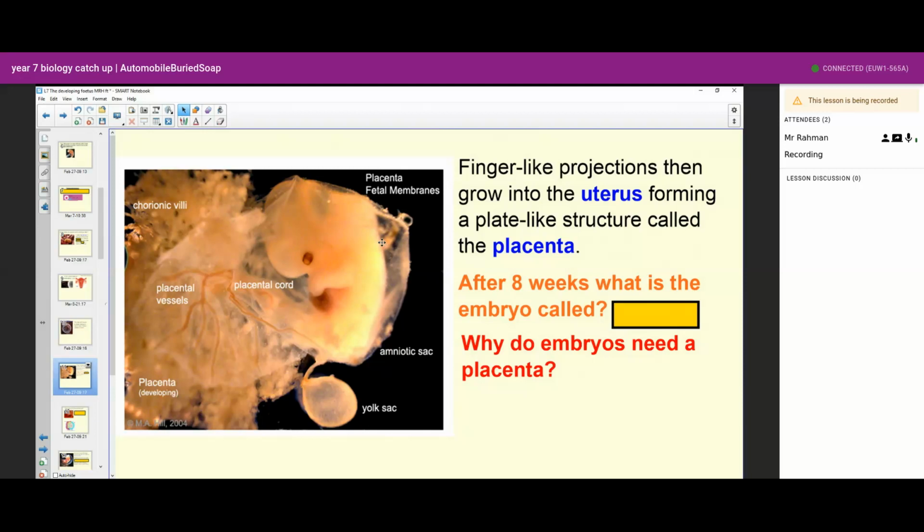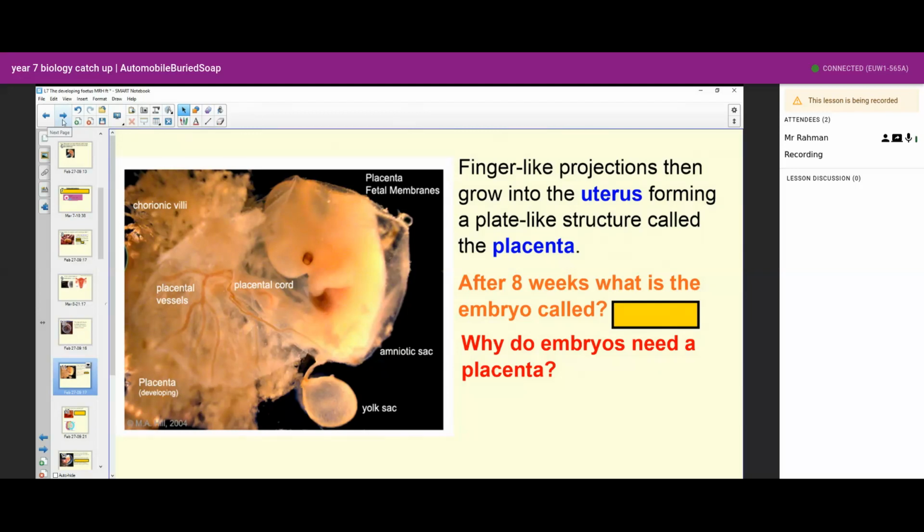Once this embryo starts growing, finger-like projections grow into the uterus, forming the placenta. If you look on the picture, you should be able to see some long finger-like strands, and that structure is called the placenta.